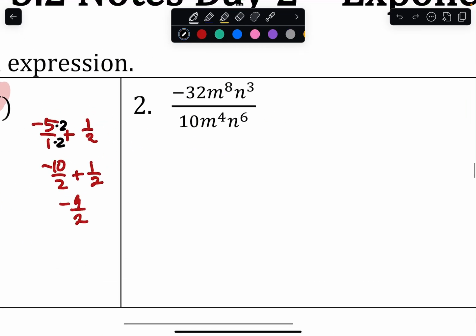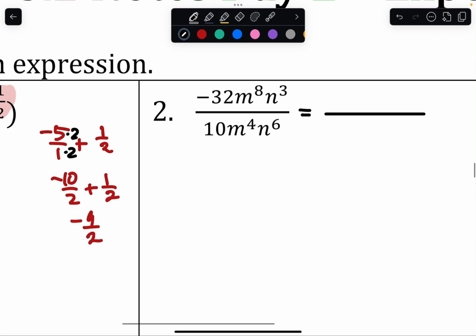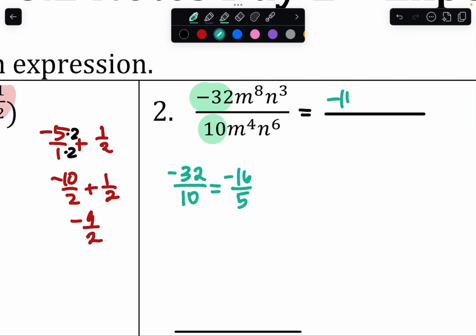Okay, here I have a fraction bar, and so your answer only gets one fraction bar. We're not going to have fractions within fractions unless it's an exponent. Focusing on our coefficients first, those don't have exponents, and so we simplify that as we usually do, negative 32 over 10. Both of those can be divided by 2, and so negative 16 over 5 would be our simplified fraction.